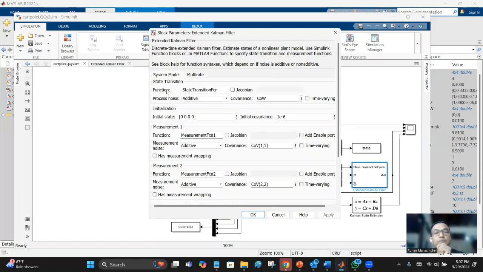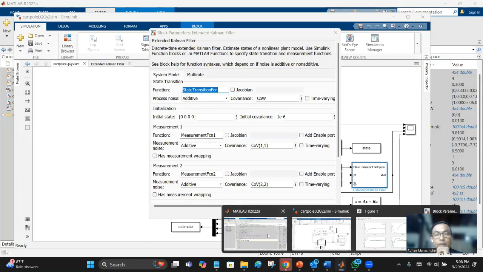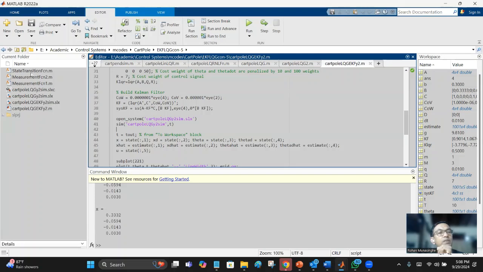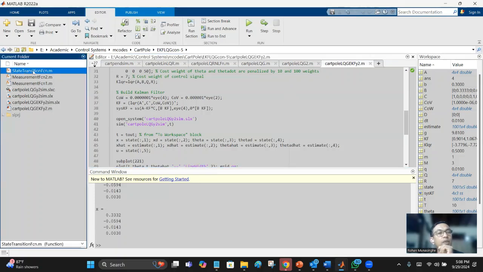For example, you need to have the function over here, like the state transition function. It's a MATLAB code in the same directory, state function. If I go back to MATLAB, you can see over here, state function, this one. Then measurement function 2, measurement function 1. You have to tell in these two small MATLAB codes what your first measurement is, because you have two sensors. What is your first measurement? What is your second measurement?